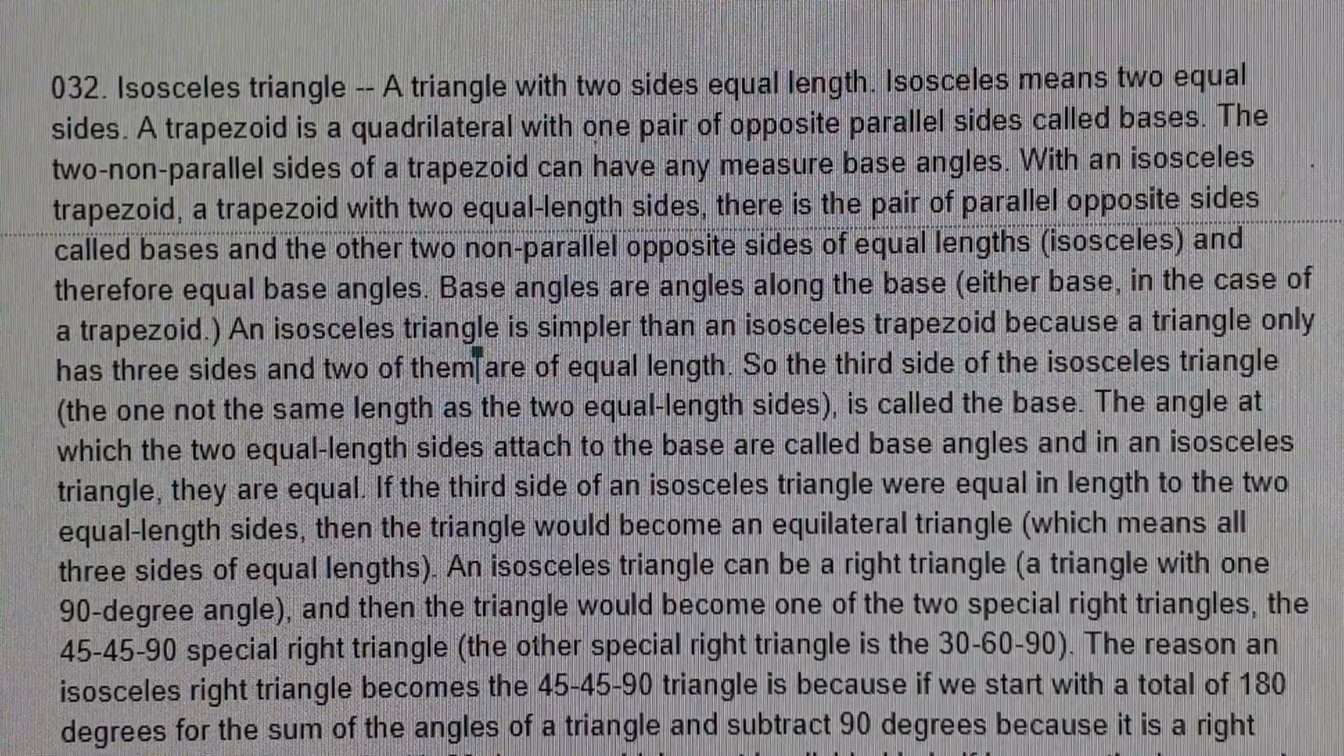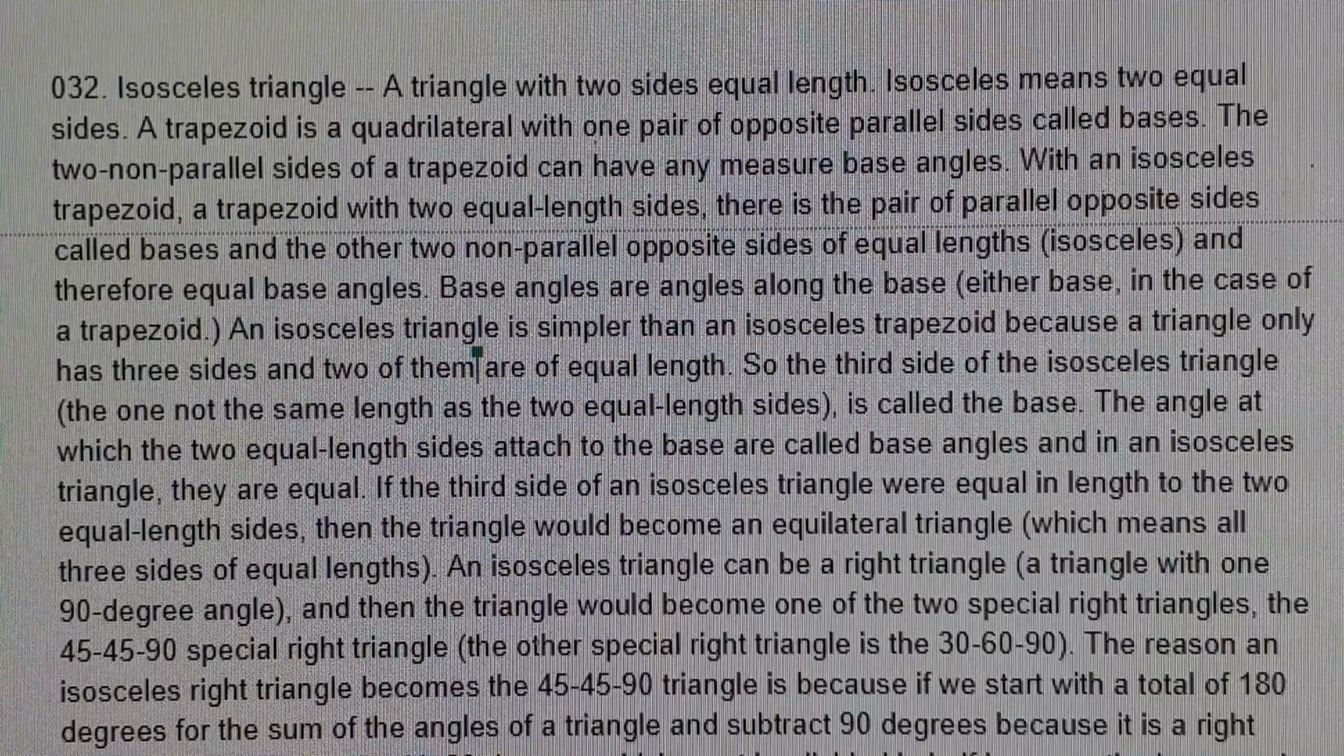There are many different types of triangles. A right triangle is a triangle with one 90-degree or right angle. An acute triangle is a triangle with all three angles less than 90 degrees. An obtuse triangle is a triangle with one of its angles greater than 90 degrees.